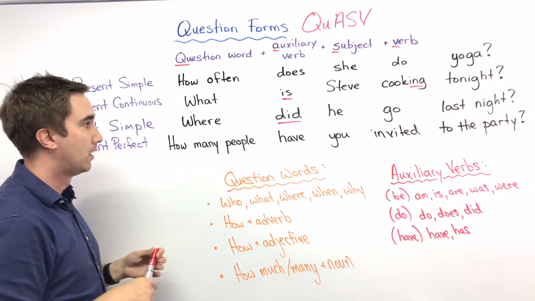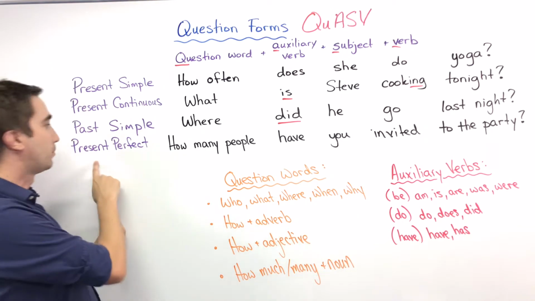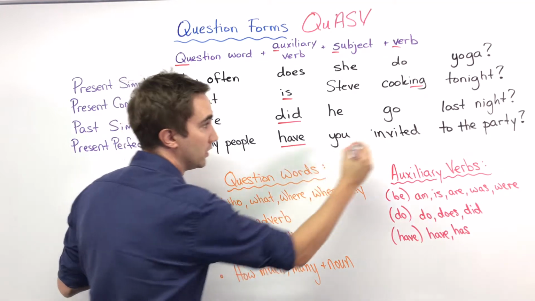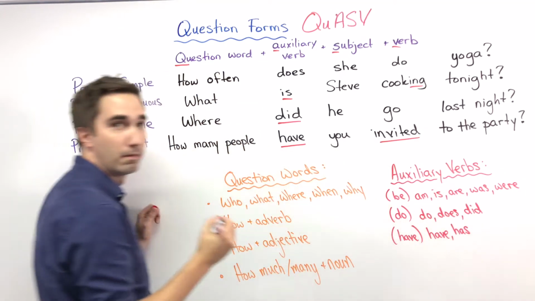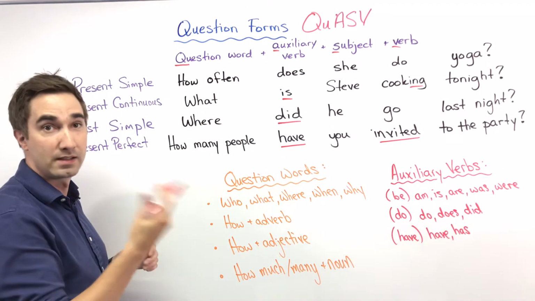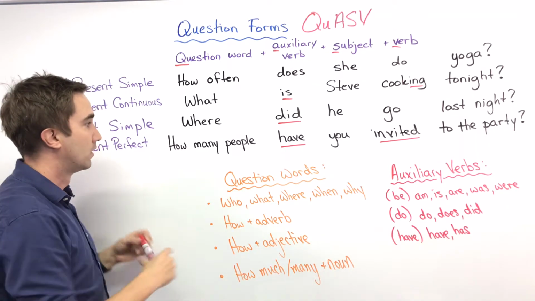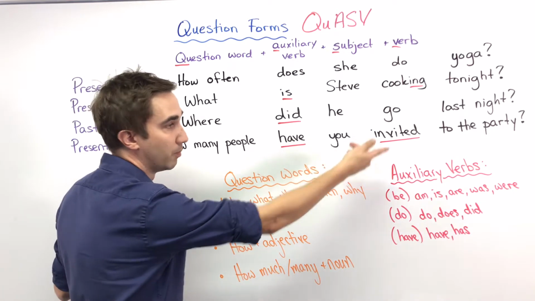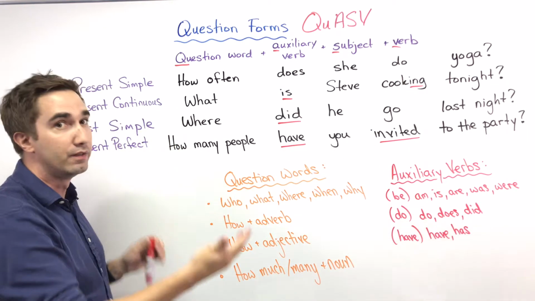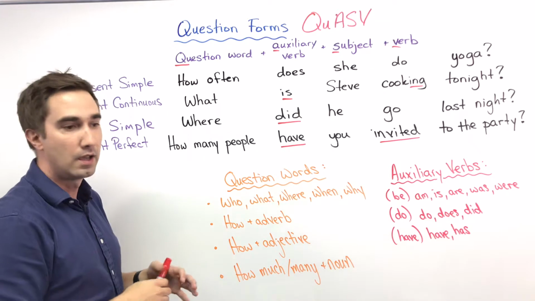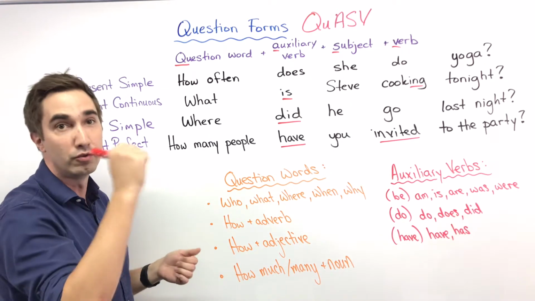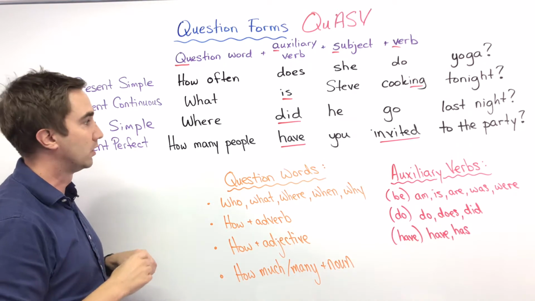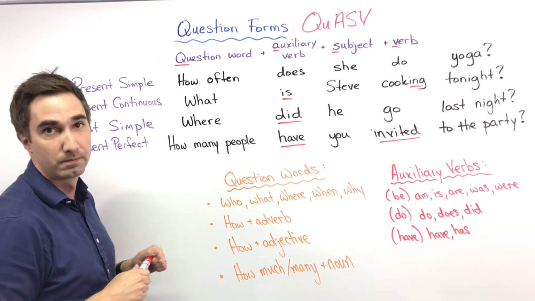All right. And lastly, we can use the present perfect, okay? Which, if you don't know, is have plus verb PP, or the past participle. Okay, so here's an example. How many people have you invited to the party? I have invited 15 people, right? How many cups of coffee have you drunk today? Okay, so that's how we would use a question in the present perfect.